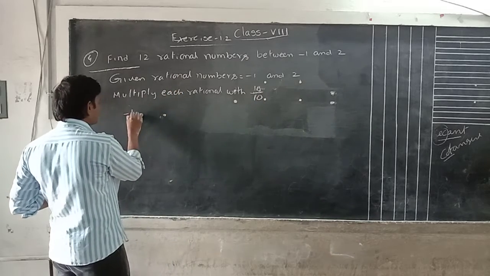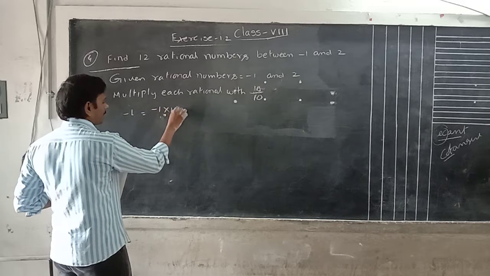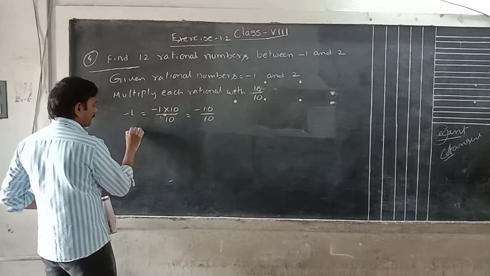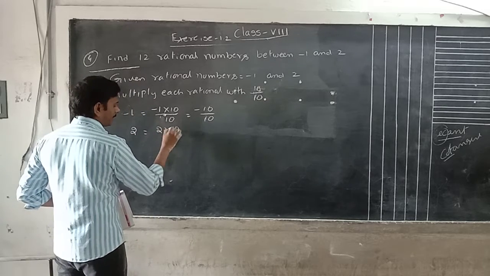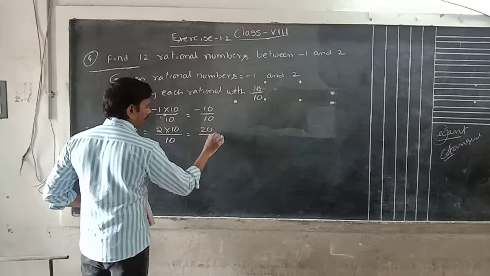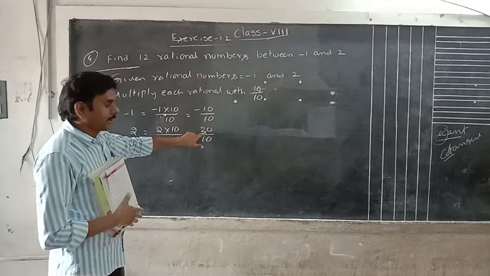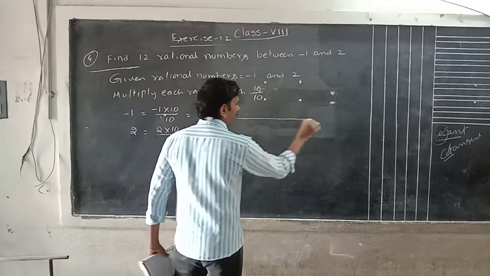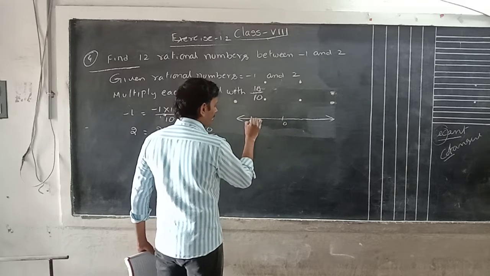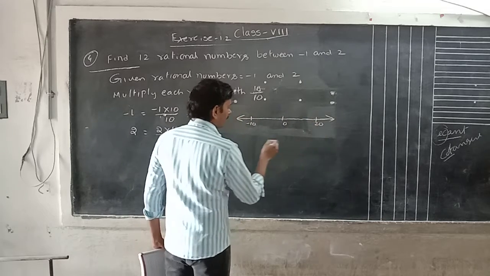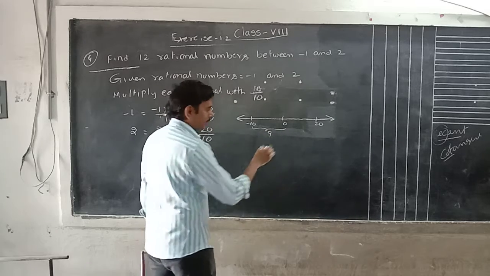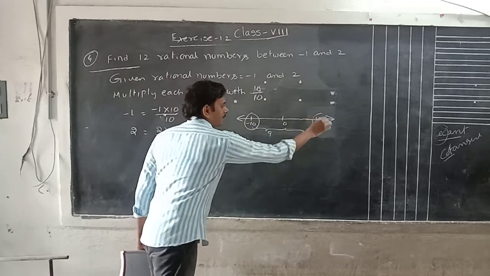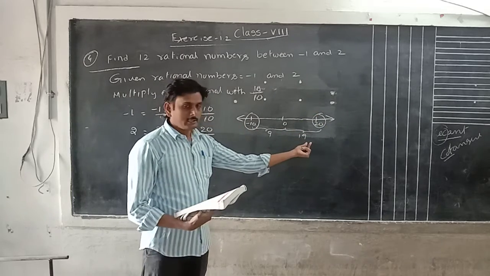Minus 1 equals minus 1 into 10 by 10, that means minus 10 by 10. Next, the second one: 2 into 10 by 10 is equal to 20 by 10. Between minus 10 and 20, how many numbers are there? 30 numbers are there. Between 0 and 10 there are 9 numbers, and up to 20 there are nearly 90 numbers. Don't count the ends, minus 10 and plus 20. Totally nearly 28 numbers are there.